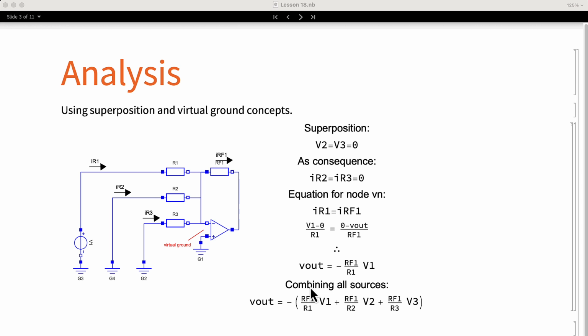Knowing that, we can combine the contributions of all sources and obtain the final solution using superposition. We can see that the output is the sum of all voltages. It is important to notice that we can control the scaling of each voltage by changing the value of the corresponding resistor.